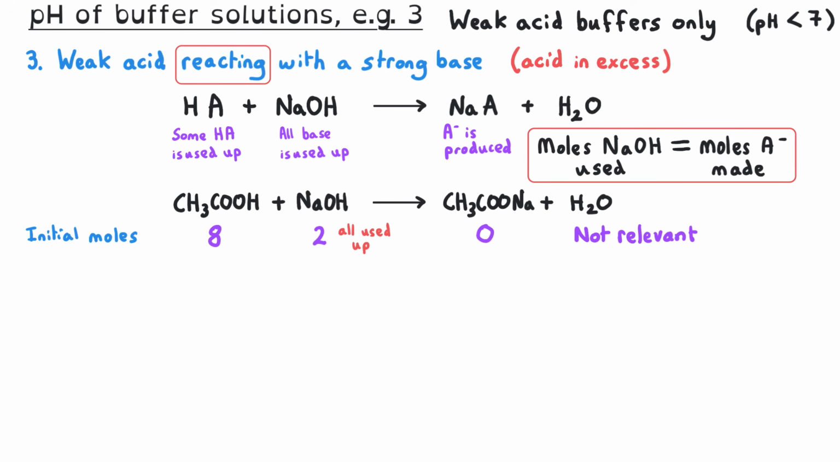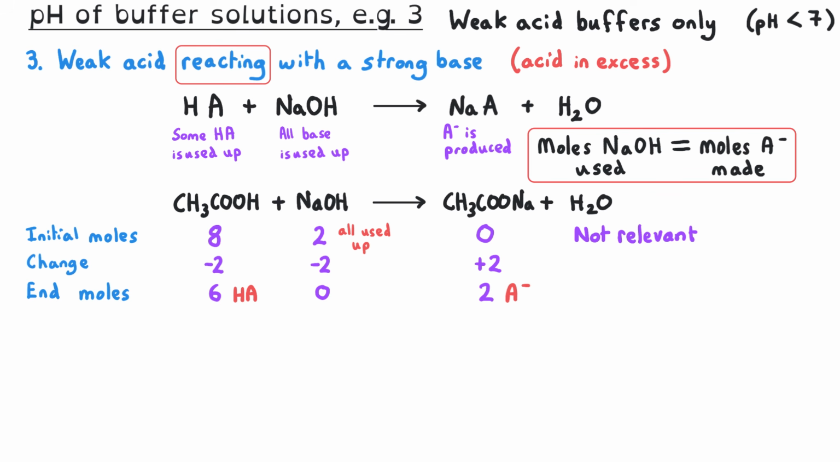Of course, since the sodium hydroxide is the smaller number of moles, it will all get used up in this reaction. And so the change in moles of the two reactants is 2. Both of these will go down by 2, and so at the end we will have 6 moles of our weak acid and 0 moles of our strong base, because it's all been used up. But the moles of strong base is equivalent to the moles of salt that's formed, so that will go up by 2 in this case, and we will have 2 moles of A minus at the end of this reaction.